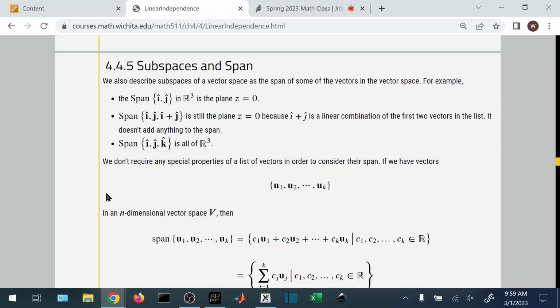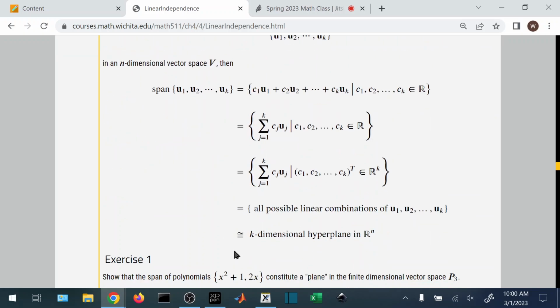Does this make sense? Those are true-false questions on the exam and the final. Can the span of i hat and j hat be all of R3? No, because you don't have enough vectors, right? Can i hat, j hat, k hat, and i plus j, 4 vectors, be linearly independent in R3? No, because you have too many. The largest number of spanning vectors you can have is 3. Of linearly independent vectors you can have is 3.